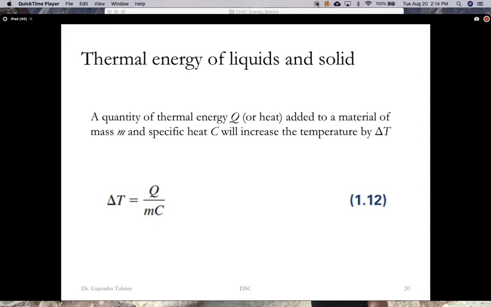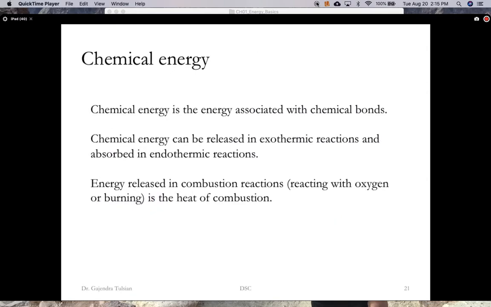Now, what this formula is telling you is, if you add Q amount of heat to a solid or a liquid, where M is the mass of the solid or liquid and C is the specific heat of the substance, the temperature of the substance rises by delta T. So if you have a solid of mass M and add Q amount of heat to it, its temperature will rise by delta T, according to that formula. C is the specific heat of the material.